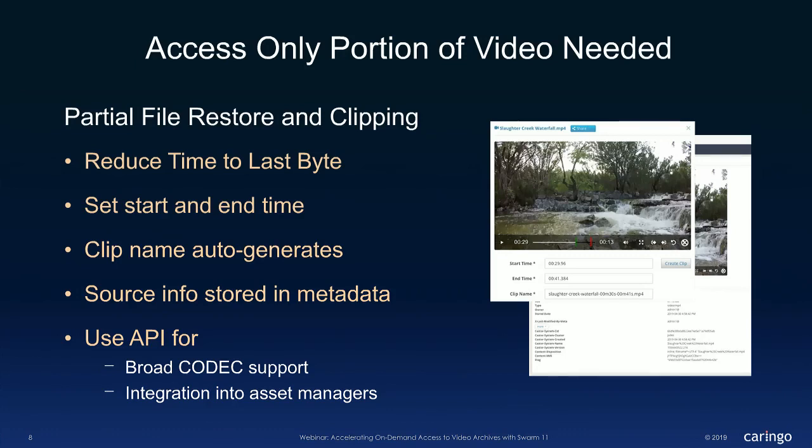What this feature does is let you leave that project in the archive and just clip out, or do a partial restore of, a very small portion of that project. That reduces the time to last byte, meaning you can ask the storage system to give you just the section you're interested in, make a new video of it, and then I can download just that small portion out of my storage system. And I can use that to share with people, and we'll show that coming up here.